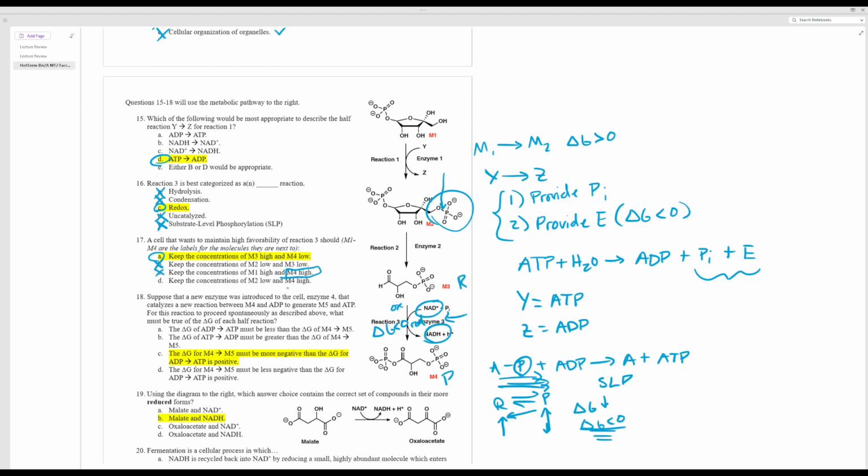D, keep the concentrations of M2 low and M4 high. It's the same thing. If you have low M2, you'd be favoring the reverse reaction. So M3 to M2. And by doing that, you're getting even less of M3, which means you're favoring the reverse reaction, and you're increasing M4, which also favors the reverse reaction. So D would also make it less favorable in the forward direction.